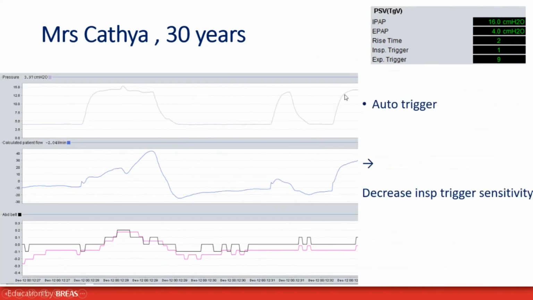This is an auto trigger, which means that the breath started by itself just because of a small leak or because the inspiratory trigger was too sensitive. And obviously, when there is an auto trigger, there is no inflation of the lung. So in this case, we should decrease the inspiratory trigger sensitivity. It was set very sensitive at 1, so we changed it to setting 2.